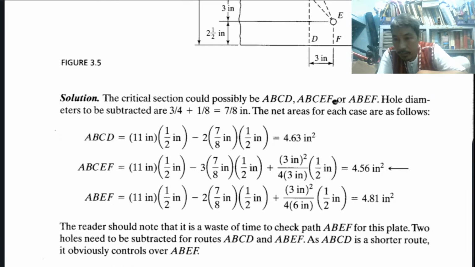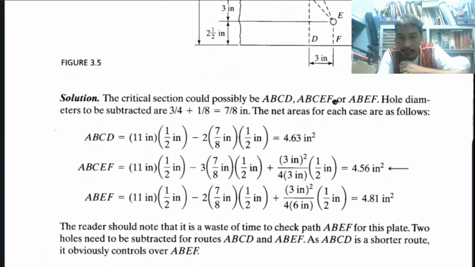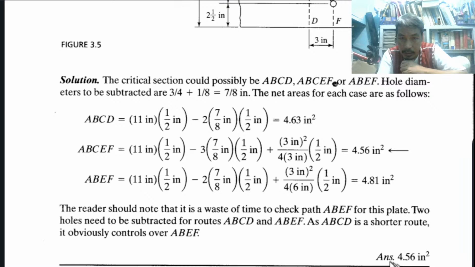Okay? Critical net area. Are we clear? Okay. There is a hint from this. So the answer is 4.56. The reader should note that it is a waste of time to check path ABEF for this plane. So you need only to check this one and this one.